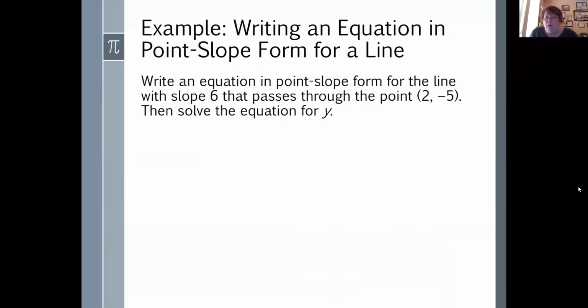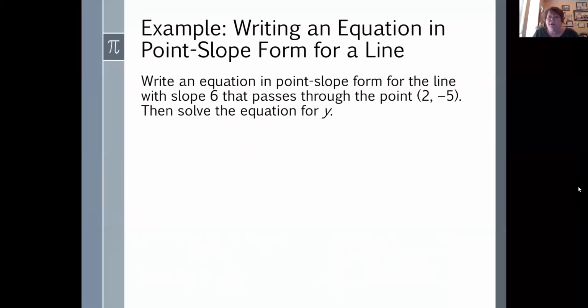All right, so write an equation in point slope form for the line with slope 6 that passes through the point 2, negative 5. Then solve the equation for y. So when you're solving these problems in MyMathLab, you're going to input two different answers. The first answer you're going to input is the equation in point slope form. So you're going to leave it in the form with the parentheses intact, all right? And I'll show you what I mean in just a second. The second answer you're going to input is the equation solved for y.